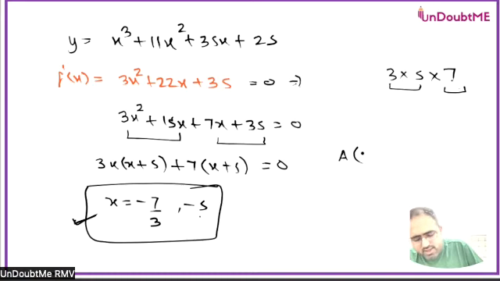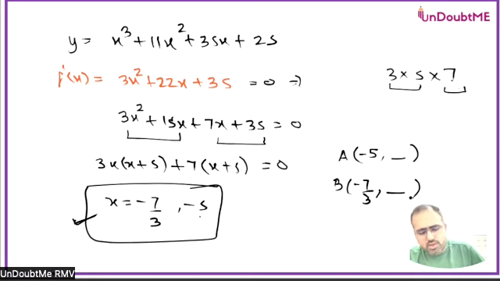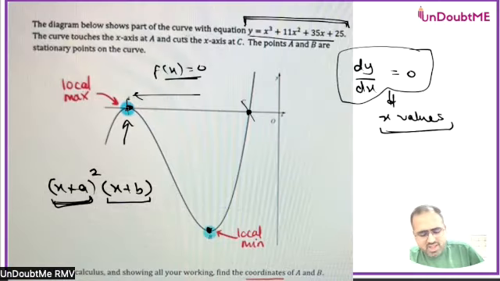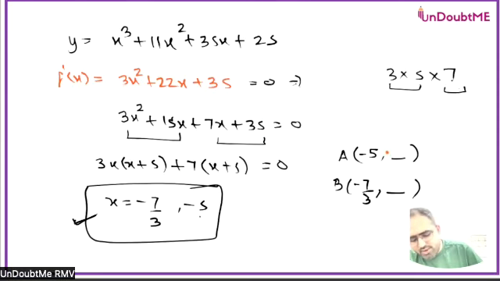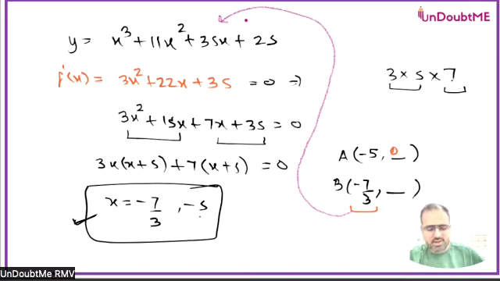For a, the x value is minus 5, comma, we don't know. Okay. And for b, the x value is minus 7 by 3, comma, we have to find. Looking at the graph, we can say that the y coordinate for a is 0. So I'll just write 0 over here. And for finding the y coordinate of b, I need to put this minus 7 by 3 in the original function.